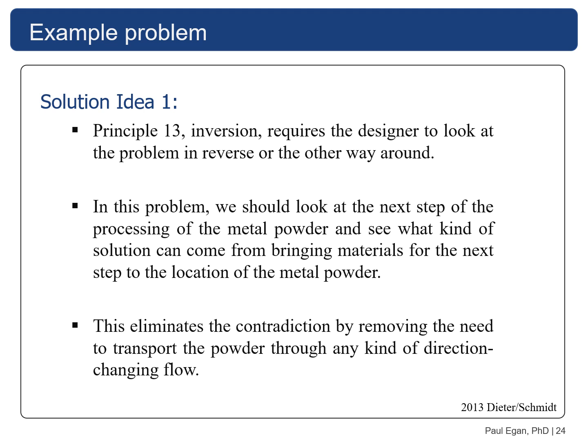And so from those, we can get different solutions to ideate. So from principle 13, we'd get inversion, which requires the designer to look at the problem in reverse or the other way around. So in this problem, we could look at the next step of the processing of the metal powder and see what kind of solution can come from bringing materials for the next step to the location of the material powder, so it doesn't even need to go through the pipe in the first place. So this eliminates the contradiction by removing the need to transport the powder through any kind of direction changing flow. You could also change the location so it still goes through the pipe, but it's not changing the direction as well.